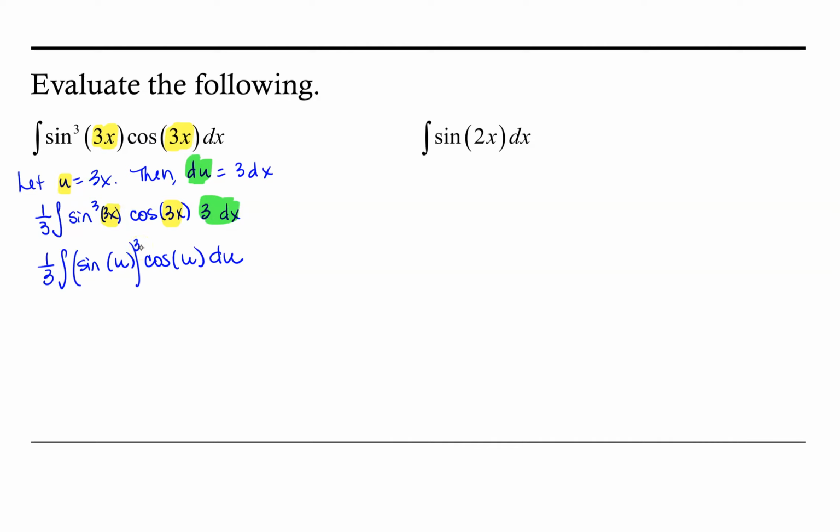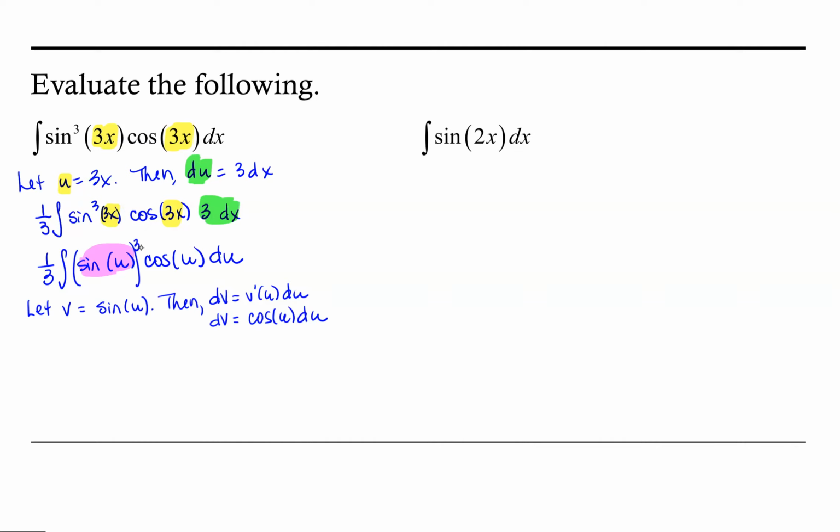Now I could continue on. I could then say, well, I still need to do some more substituting. I could say let v equal sine of u. Then, now I've got another new variable, so my differential for v would be v prime of u du. In this case, that would be cosine of u du.